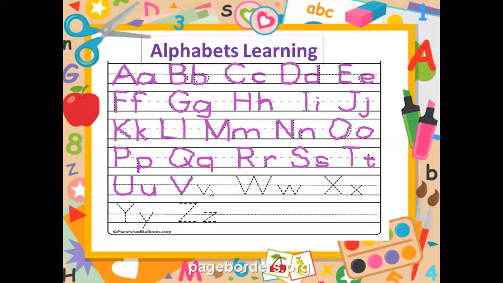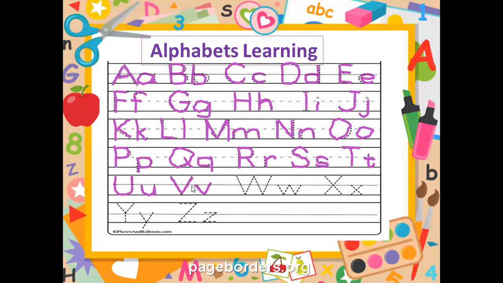And for the small v, you will draw a slanting line again, but here you will start from the middle line, like this. A slanting line from the middle to the bottom, and then again a slanting line from the middle to the bottom. Now our next letter is W.